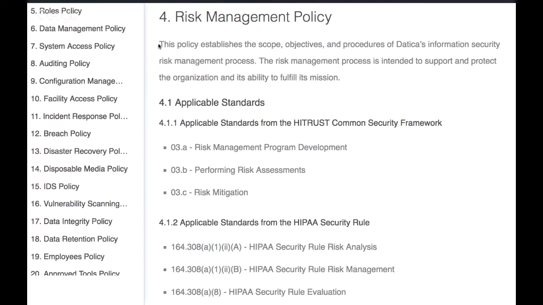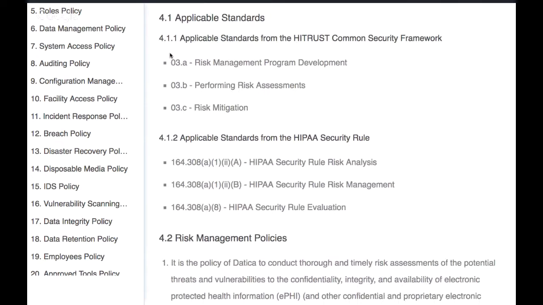So the risk management policy says, this policy establishes the scope, objectives, and procedures of Datica's information security risk management policy. The risk management process is intended to support and protect the organization and its ability to fulfill its mission.